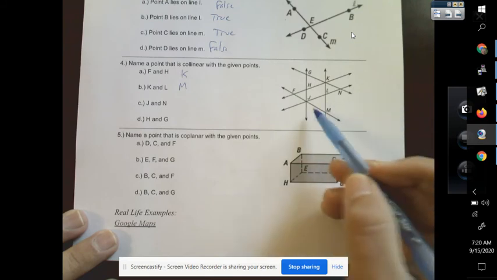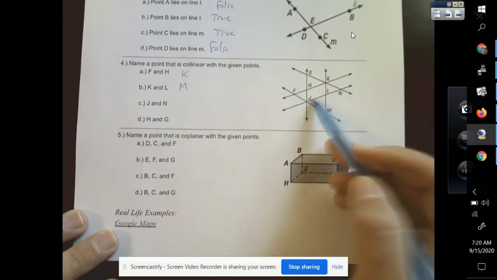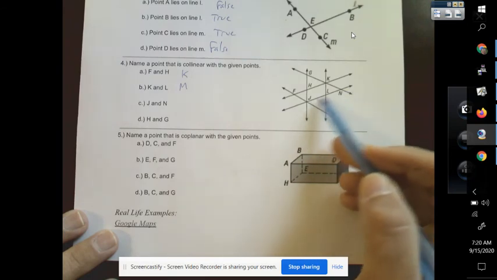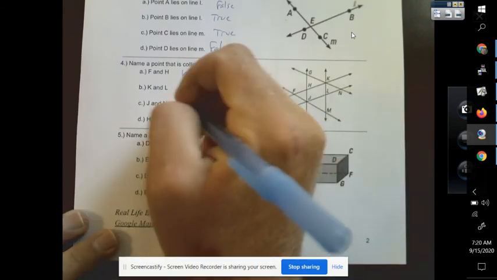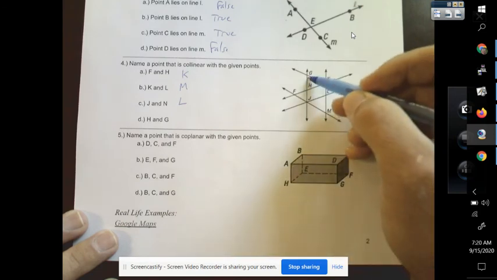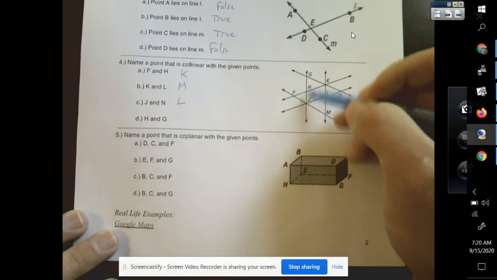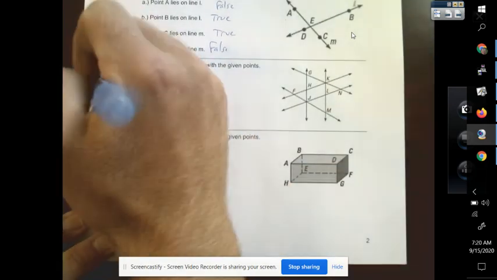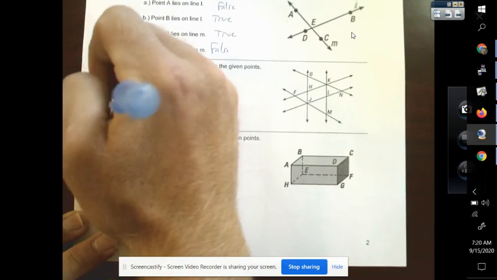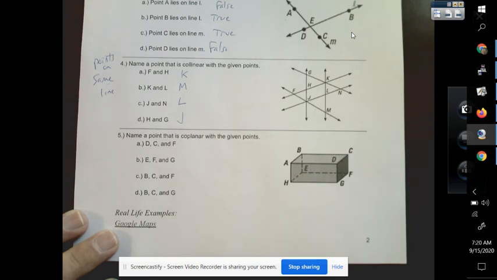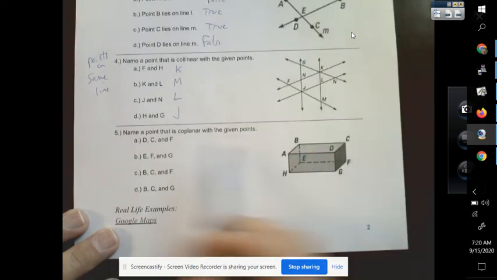J and N, so this one, J and N, they jump, right? But what's in between J and N? J and N, follow it, L's right there. And lastly, H and G, follow it down, follow in the direction, J. Collinear, same line, points on same line. Coplanar, points on same plane.